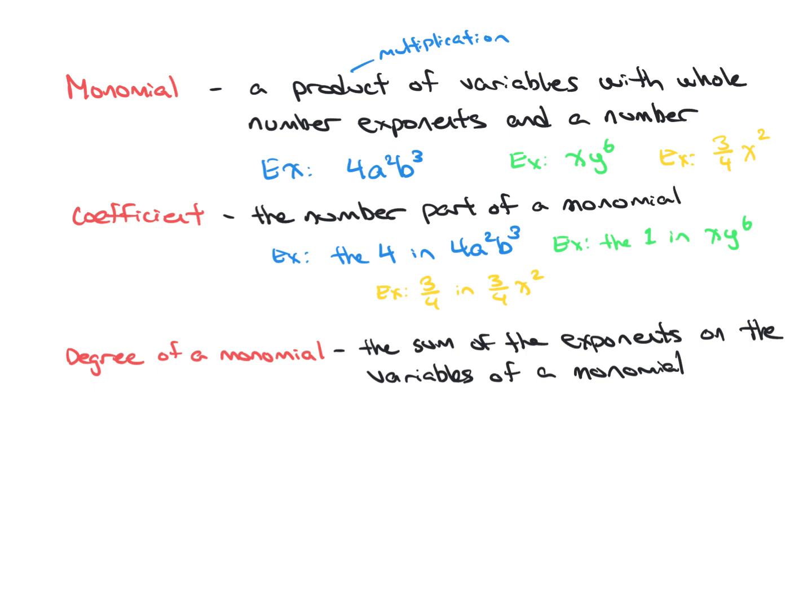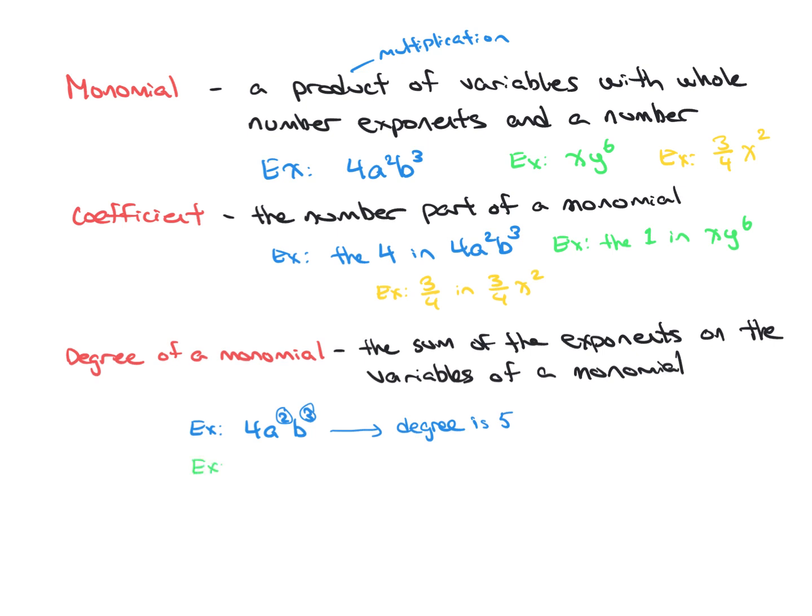So I'll use the same 3 examples in those 3 colors. For the first one, 4a squared b cubed, if I add the exponents on the variables, I would add 2 plus 3, that adds to 5. So we call the degree of this monomial 5. It gives kind of an idea of the size of the exponents of a monomial, but you do have to add them all together to get the final degree.